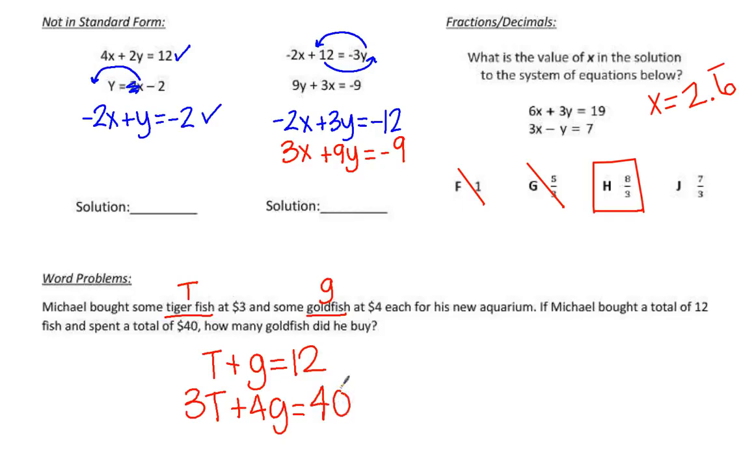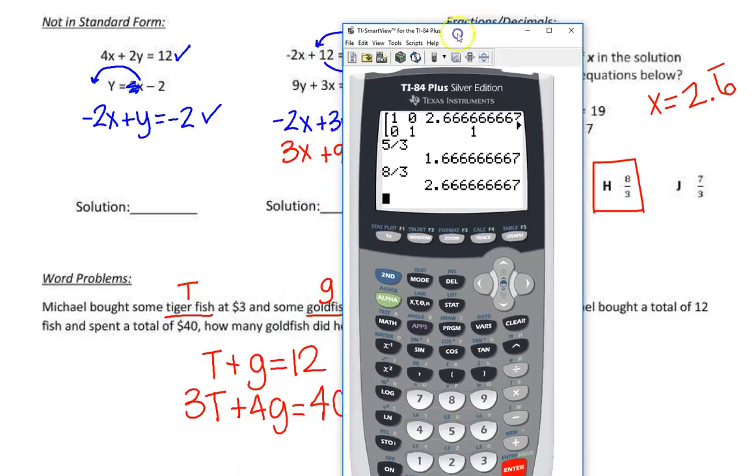Lovely. So you could solve the top one for T or G, do a substitution, you could do elimination, or you could do the matrix. So this is in standard form. I know it's not x's or y's, but I have the T's, then the G's, then the numbers, so I'm good. So I go to my calculator.